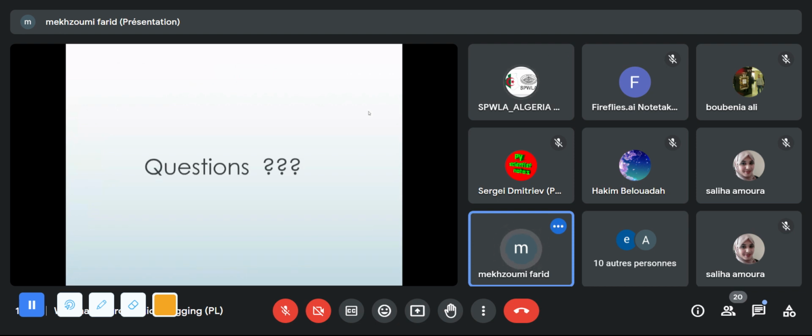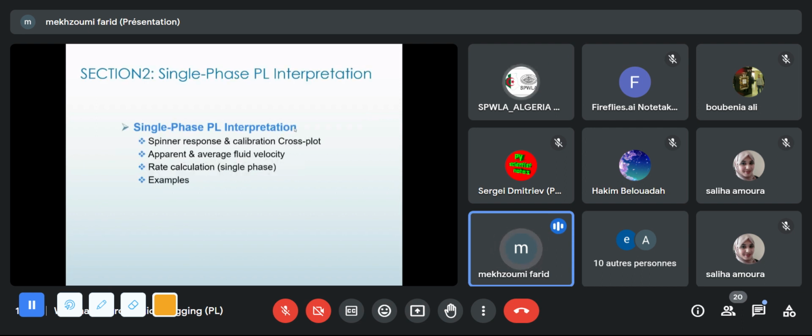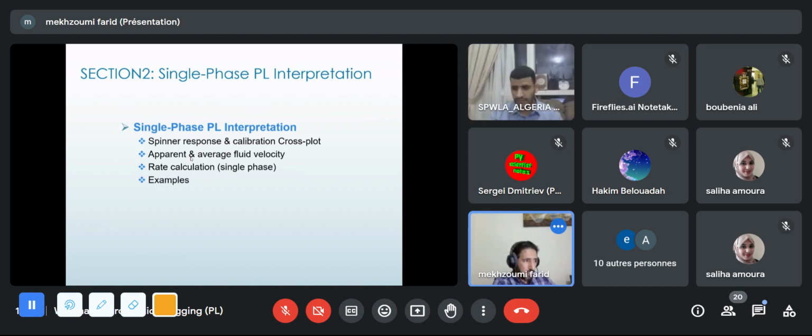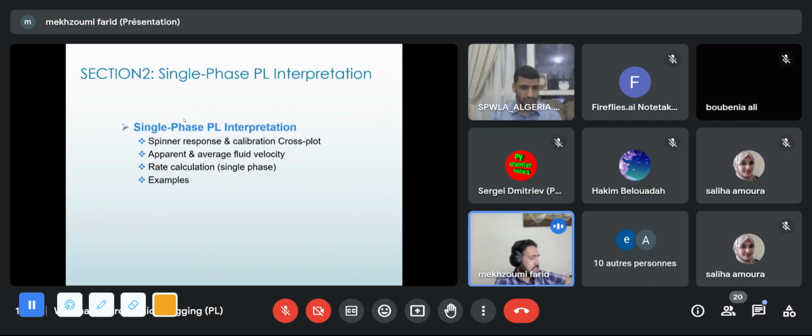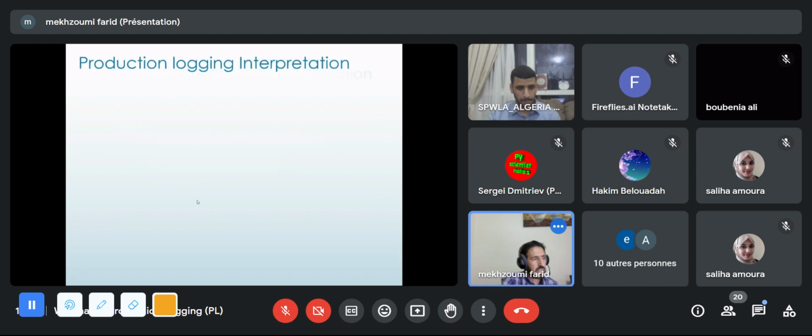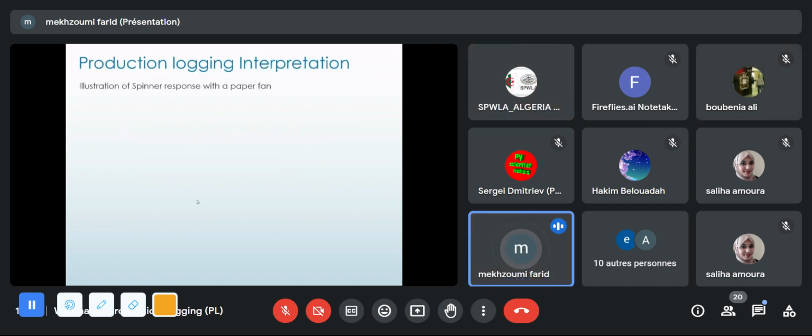So okay, let's move on now. The second section, which is the main one, is the spinner. We're going to talk about spinner response and calibration, cross plot, apparent and average fluid velocity, and the end rate calculation for single phase, and some examples just to show how the spinner data, production logging data, looks and how we can make a production injection profile.